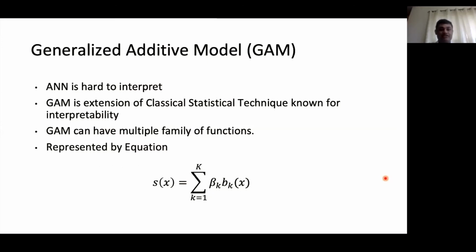A generalized additive model is an extension of classic statistical techniques such as polynomial regression, and it is represented by a linear combination of terms. However, this model differs from traditional techniques because it does not restrict itself to a single family of functions. Specifically, a GAM model is represented by the following equation, where b sub k of x is a term from some family of functions.